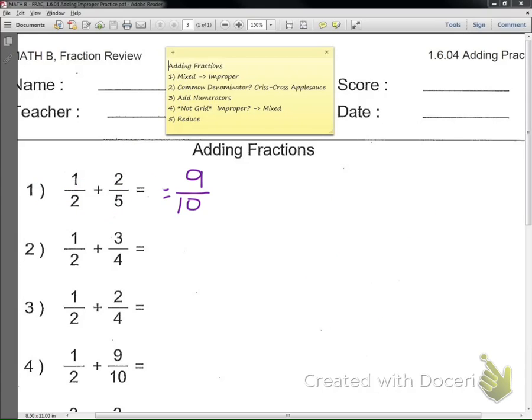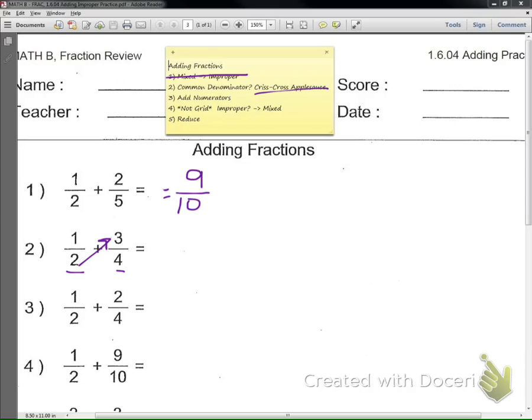Kind of cleaned up some things so that we had some room to work. Alright, so looking at the problem, we have 1/2 plus 3/4. Those are both proper fractions that we're going to be adding together, so we don't have any mixed to improper. We can cross that step off. Now we need to ask ourselves, do they have common denominators? Well, 2 and 4 are not the same. So we have to crisscross applesauce.